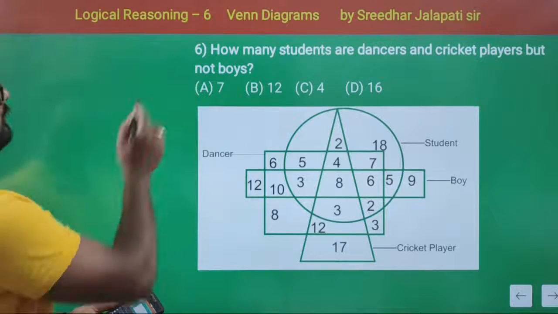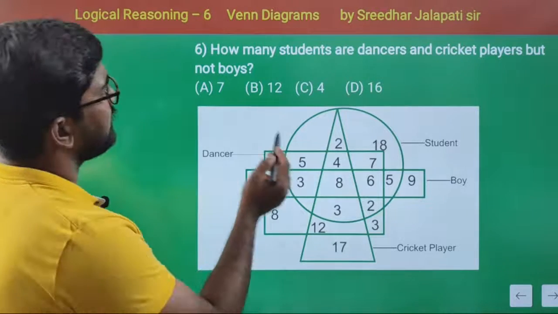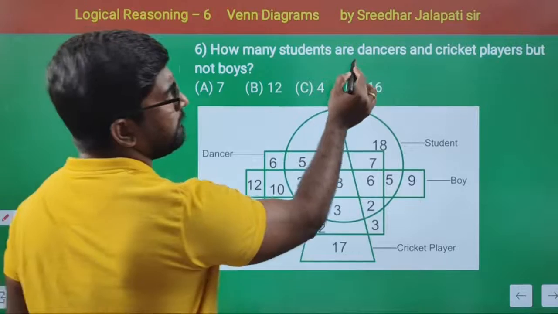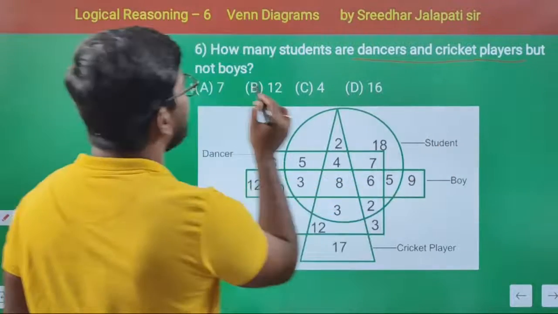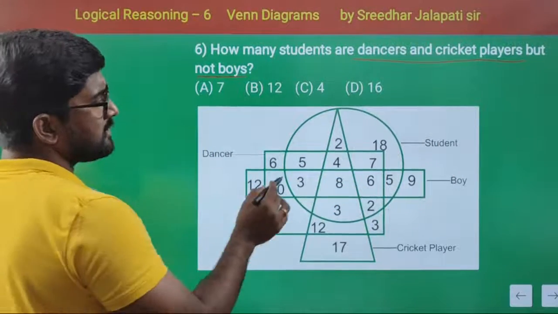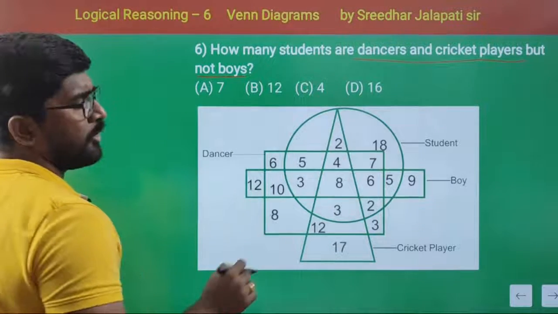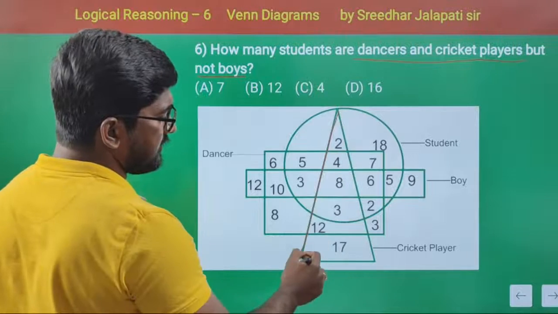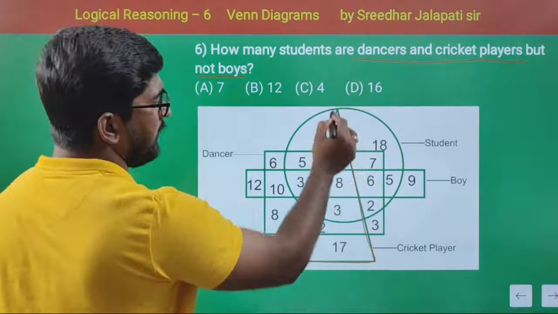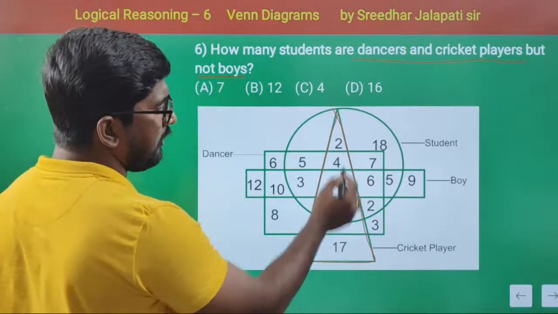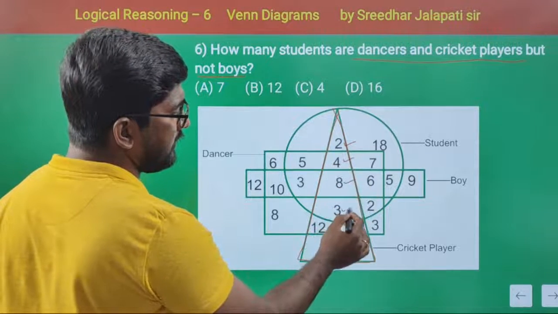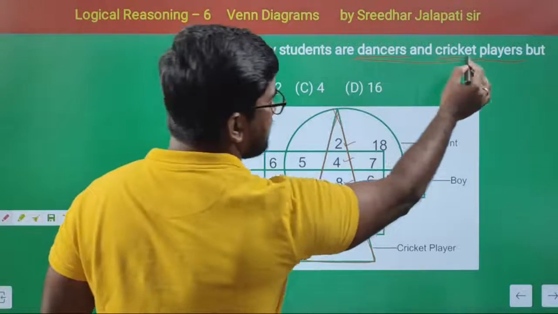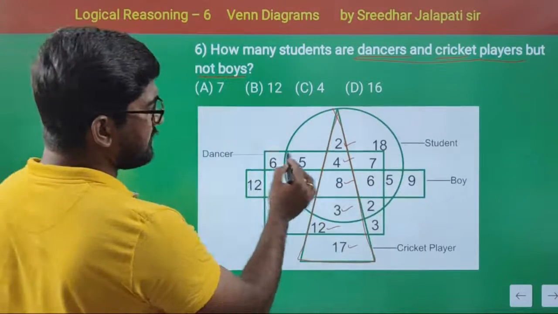Okay. Now, first of all, the question says, how many students are dancers and cricket players but not boys? Dancers and cricket players but not boys. So, first of all, cricketers is this triangle. In this we have 2, 4, 8, 3, 12, 17, all these are cricketers. In this we want dancers as well as cricketers. So dancers is this square.